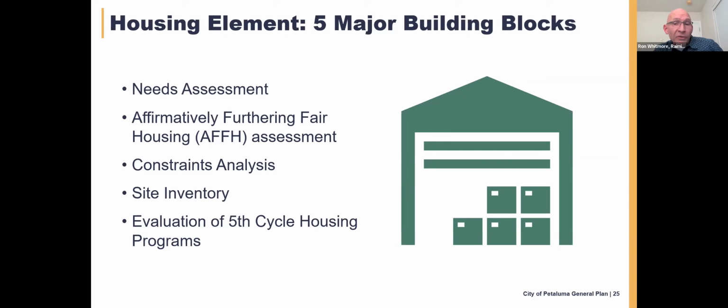Affirmatively furthering fair housing, or AFFH, is a new, more robust analysis required in the 6th cycle housing elements, which is done later and builds on the other building blocks. The final building block on this slide is a site inventory, and I'll talk more about that in a few minutes. The planning team has been working on these components in preparation for housing element community engagement like tonight, and the preliminary analysis helps us focus your input on questions that need the most community direction.